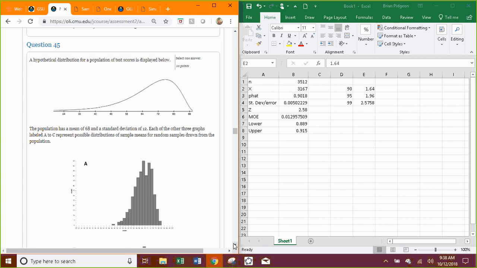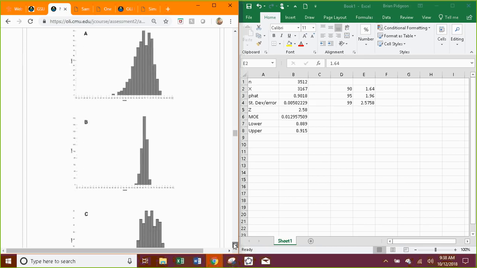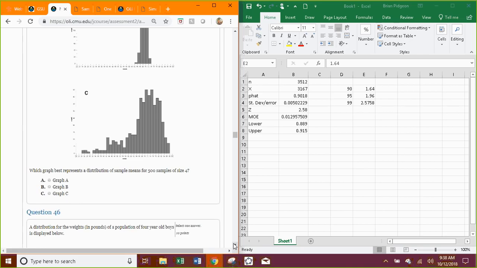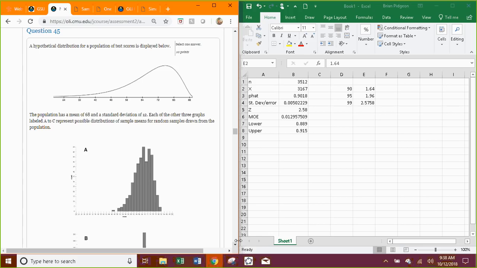Question 45. A hypothetical distribution for a population of test scores is displayed below. It's skewed left, has a mean of 68 and standard deviation of 12. Each of the other three graphs labeled A to C represent possible distributions of sample means. Okay? Which graph best represents a distribution of sample means of 500 samples of size 4?